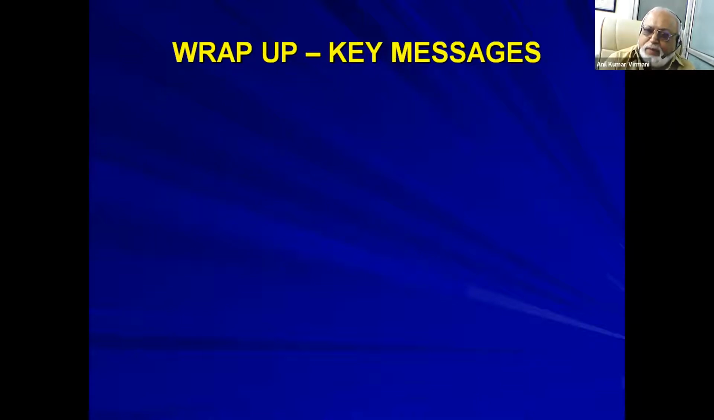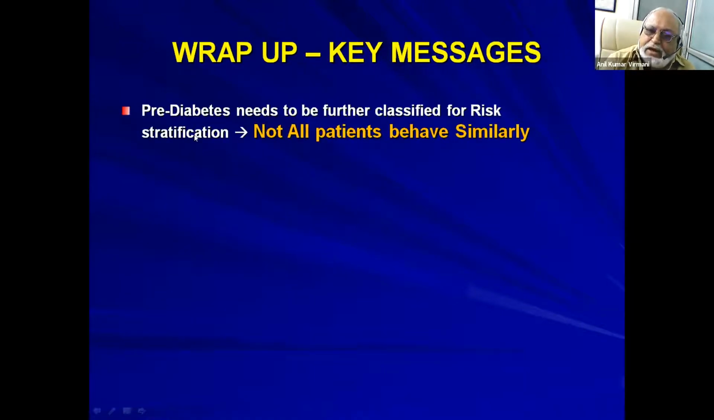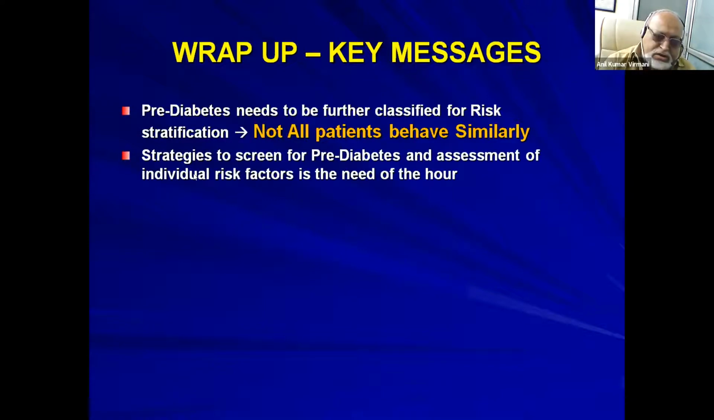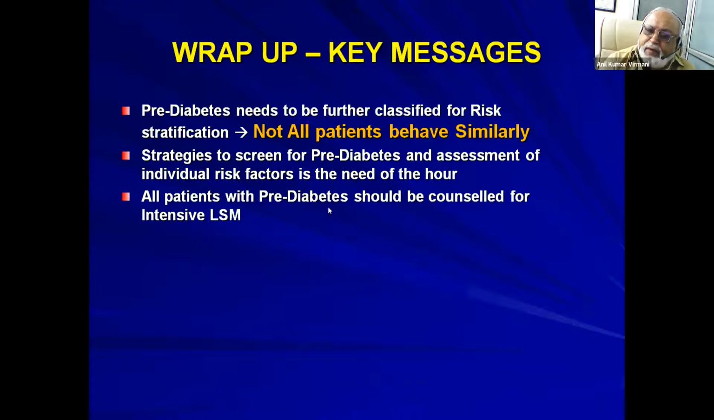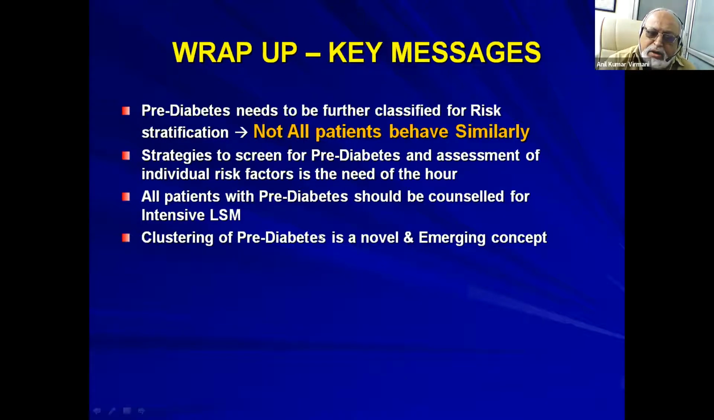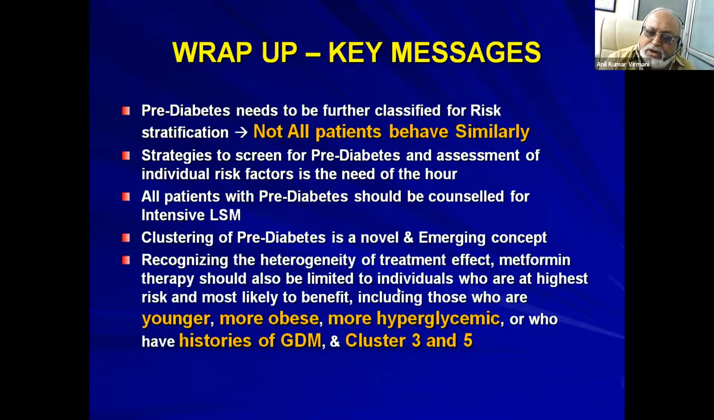So friends, to wrap up, what are the key messages? Prediabetes needs to be further classified for risk stratification. Not all patients behave similarly. Strategies to screen for prediabetes and assessment of individual risk factors is the need of the hour. All patients with prediabetes should be counseled for intensive lifestyle modification. Clustering of prediabetes is a very novel and emerging concept. We must know where to use metformin: younger, more obese, more hyperglycemic, history of GDM, or cluster 3 and 5.